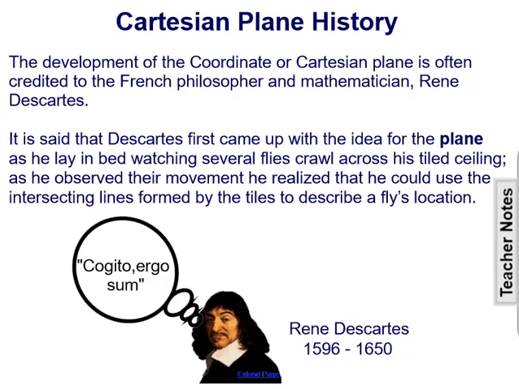It is said that Descartes first came up with the idea for the plane as he lay in bed watching several flies crawl across his tiled ceiling. As he observed their movement, he realized he could use the intersecting lines formed by the tiles to create and describe a fly's location.